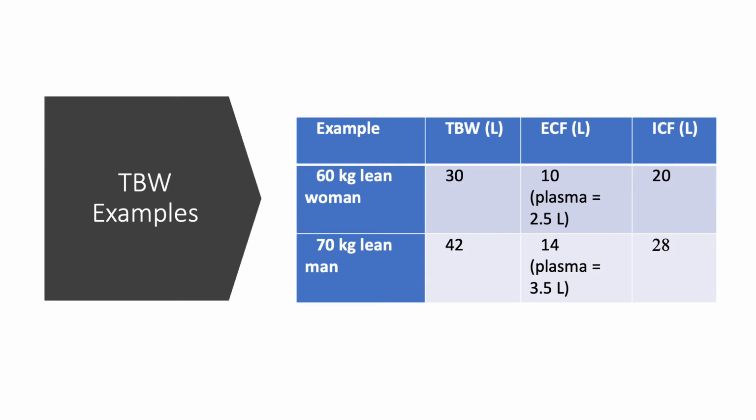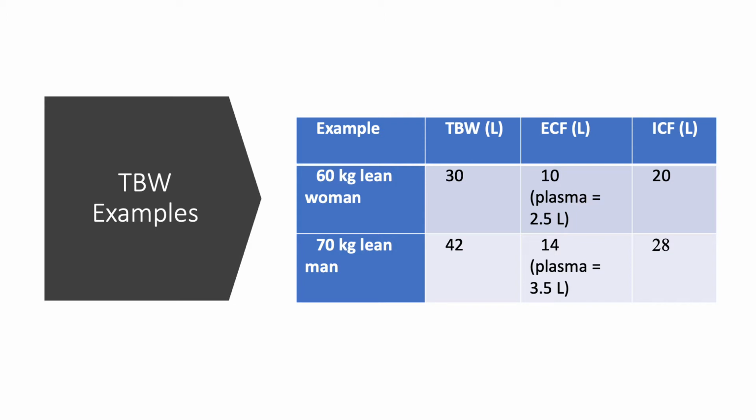Now let's take the example of a woman whose lean body weight is 60 kilograms. Total body water will be 1/2 of that, or 30 liters. The extracellular fluid will be 1/3 of the 30 liters, or 10 liters. Plasma water is 1/4 of the extracellular fluid, or 2.5 liters. Now the intracellular fluid is 2/3 of total body water. That will give us 20 liters.